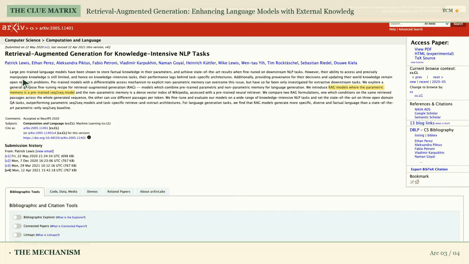The paper specifies the core components. For the parametric memory, they used a pre-trained seq-to-seq model. This means a transformer-based model, capable of both encoding input and decoding output sequences. So a standard transformer encoder-decoder architecture, something like T5 or BART, which we've explored before, that handles the actual language generation. And how does the generator use the retrieved passages?